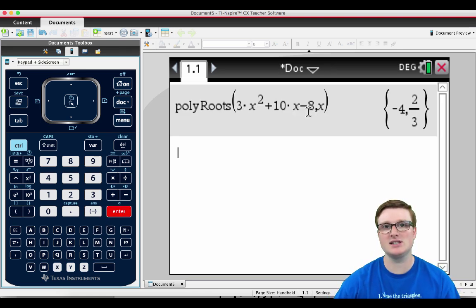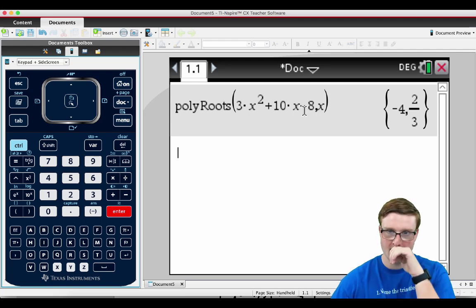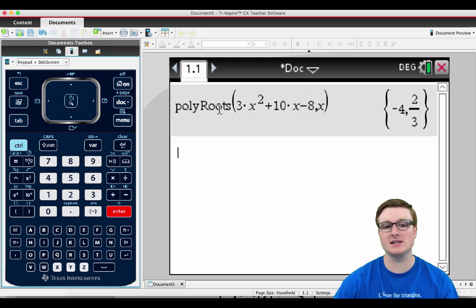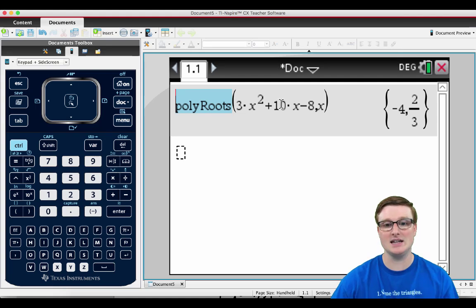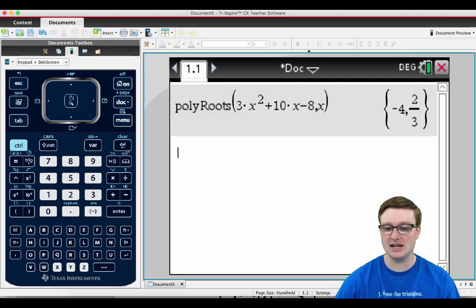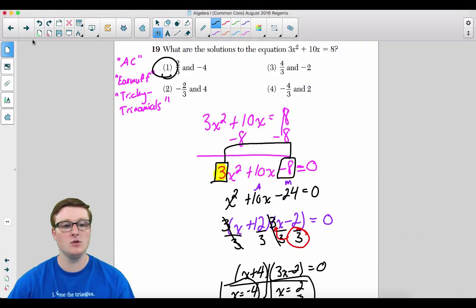That comma x is there just to tell the calculator, hey, I'm solving for x. And remember that you don't set this equal to 0 because the calculator already knows it's setting this equation equal to 0. And those are your roots, negative 4 and 2/3. That's just a nice way to check your solutions. Okay, moving on to 20.